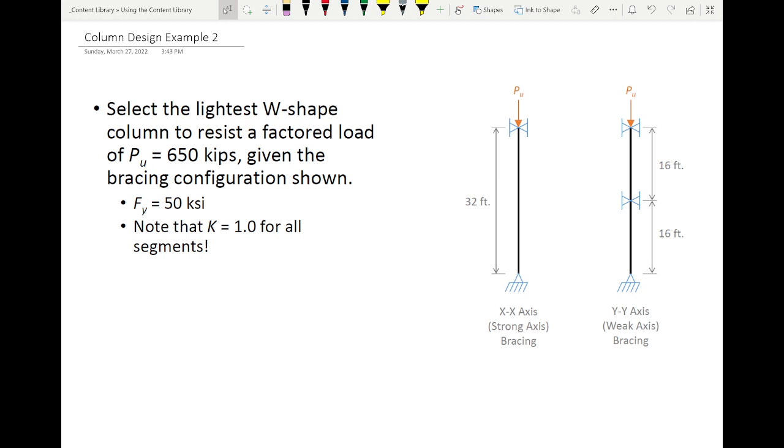One of the things that I did with this problem is I wanted to make it a little easier as we start getting into column land, because if we go off of our procedure, step 1 says compute the factored load. But I gave that to you. I just said PU is 650 kips. I gave that to you because I was like, let's just move on. I think you all know how to do 1.2 dead and 1.6 live at this point.